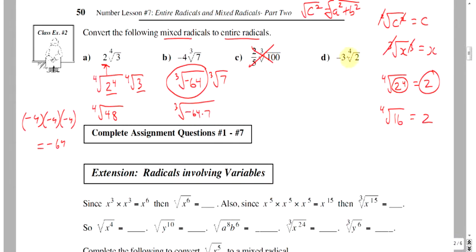Let's skip the fraction right now. Let's go to this. -3. I need the 4th root of something that equals -3. Is that possible?